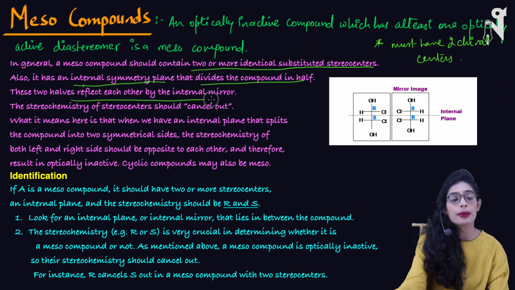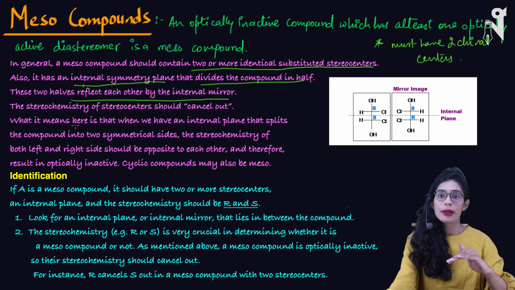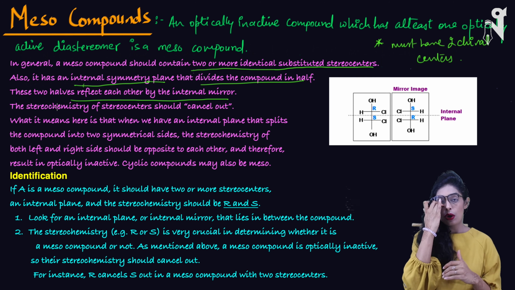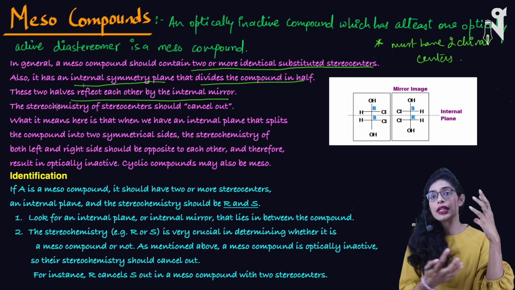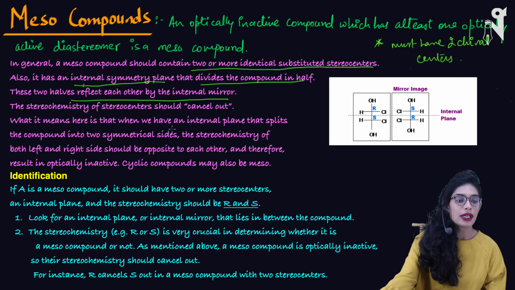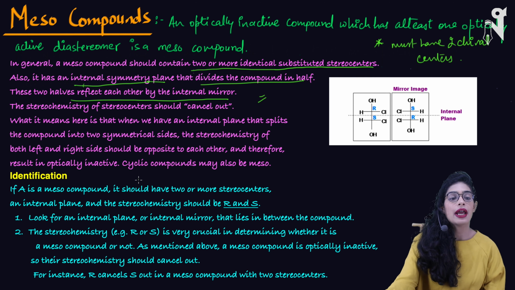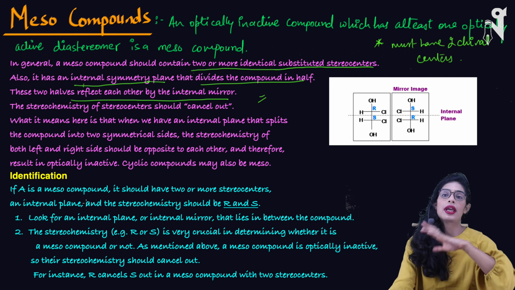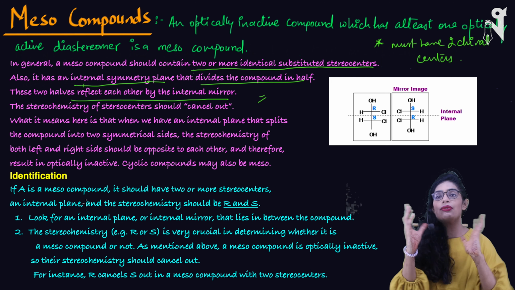These 2 halves will be internal mirror images of each other, and because they are mirror images, the rotations done by the first half and the second half will get cancelled out, and that will be the reason for the optical inactivity of that molecule. Okay, so that exactly is what we have written. We can have cyclic compounds which can be meso. We have open chain compounds which can be meso. So any type of compound can be meso.